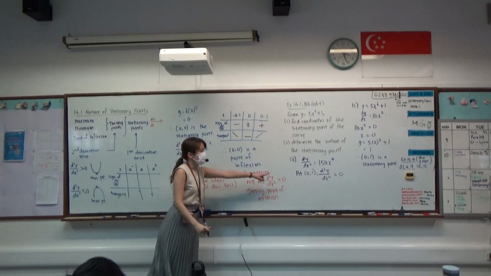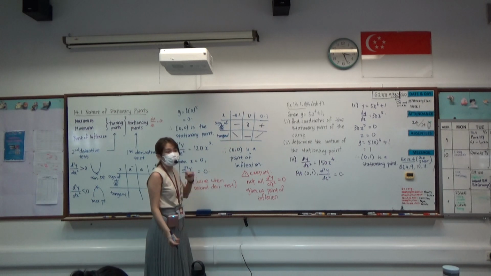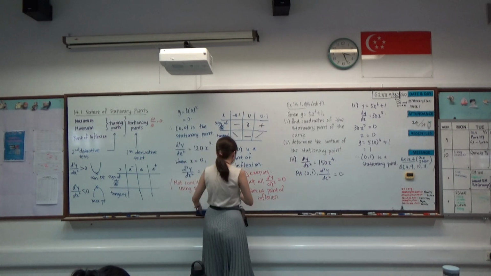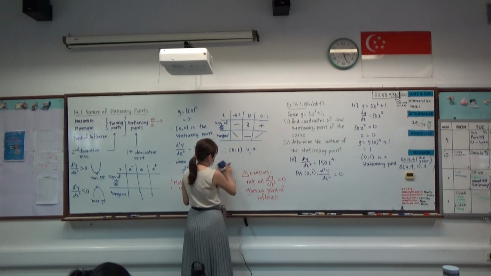Okay, so in this case, negative, 0, positive, going like that. Alright, so in this particular case, it is not a point of inflection, it is in fact a minimum point. Okay, so just add it from here: 0, 1 is a minimum point.